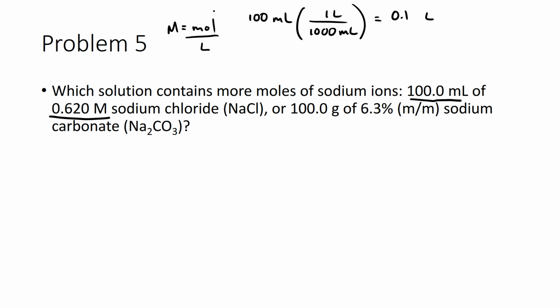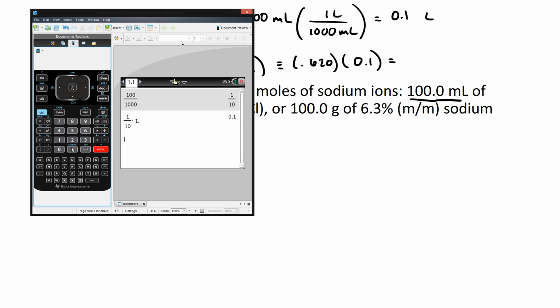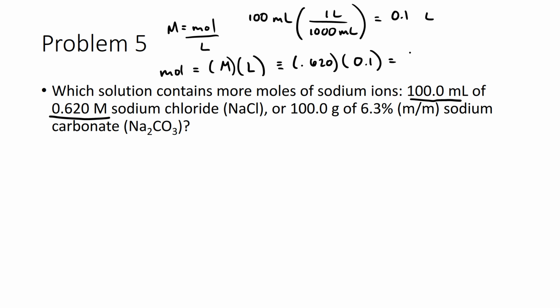If I rearrange this equation to solve for the number of moles, the moles are equal to the molar concentration times the volume in liters. So from here, I can just plug these numbers in. This is going to be 0.1 times 0.620, and that's going to give us 0.062 moles of sodium.